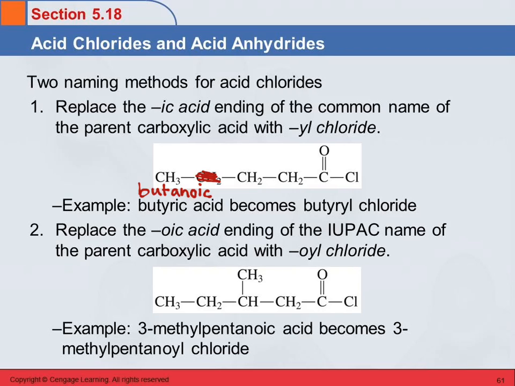So if we're using that name, going to the yl chloride gets a little ugly. So that's where the second method comes in. Take off the oic acid ending and replace with oyl chloride. So if we're using the IUPAC name, butanoic acid would become butanoyl chloride.